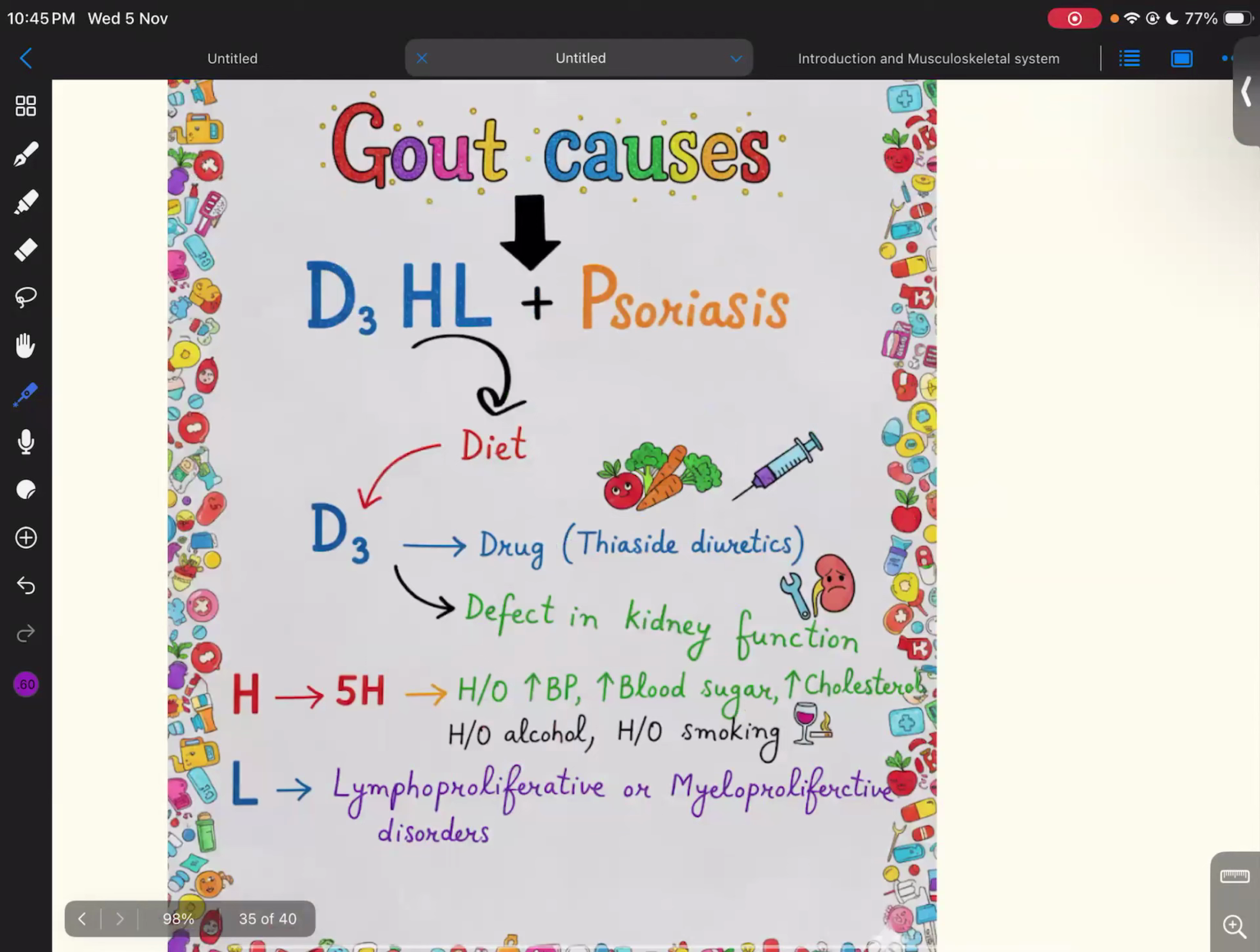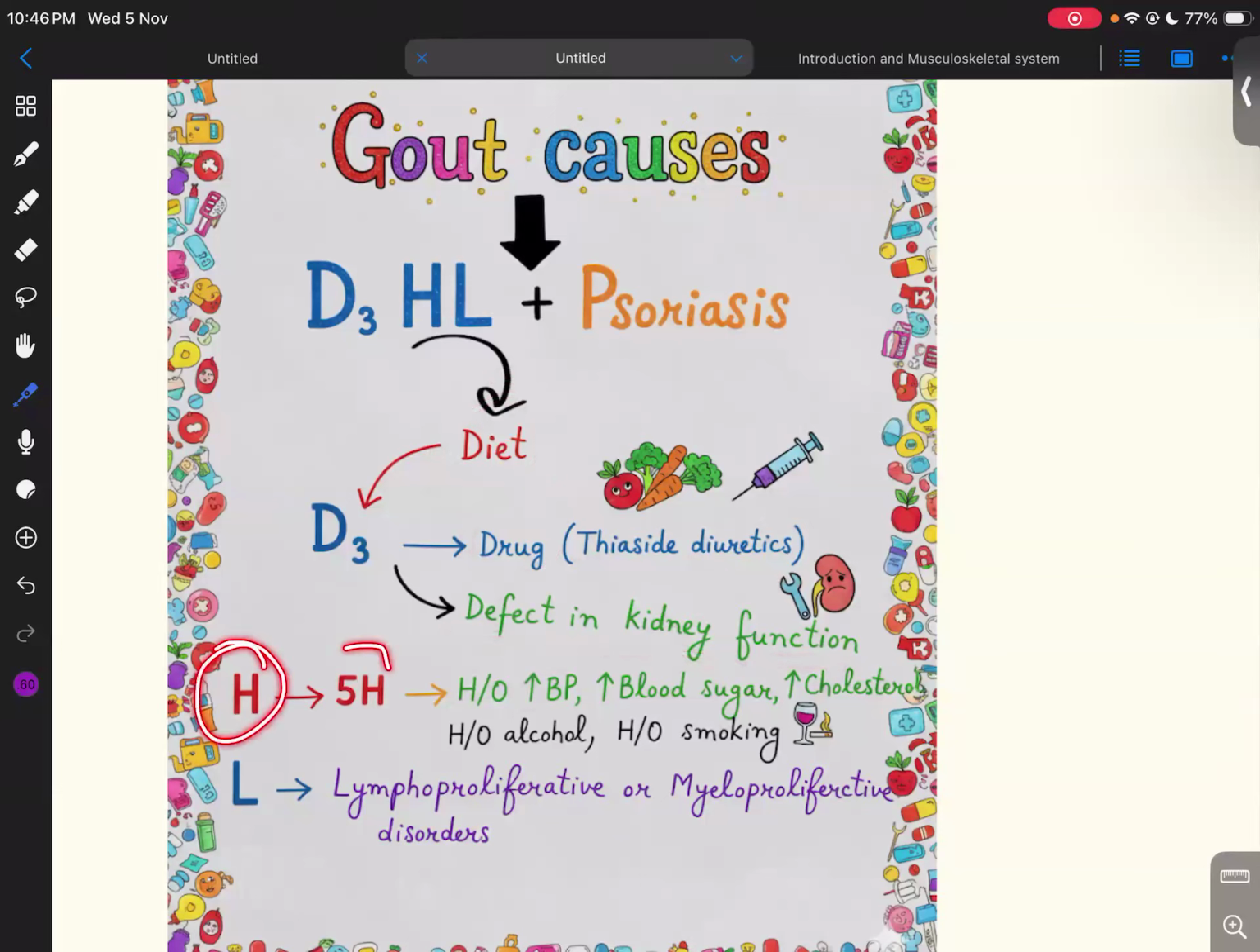The mnemonic is D3HL plus psoriasis. So here D goes for D3. One D is diet, another D is drug, that is thiazide diuretics, another D is defect in kidney function. So you have to ask about the diet. What about the diet? Do you take excess protein like meat or seafood? You have to take the drug history, whether he is taking any thiazide diuretics, whether there is any defect in kidney function in the history. We have to look for that.